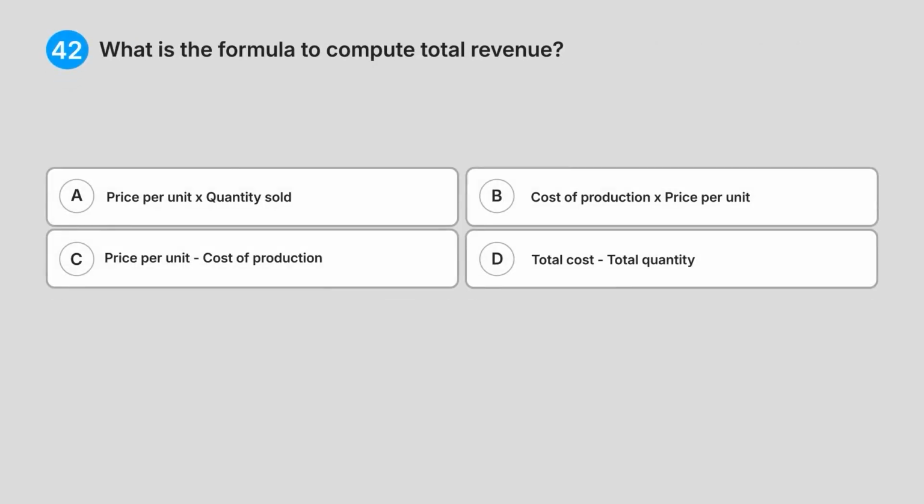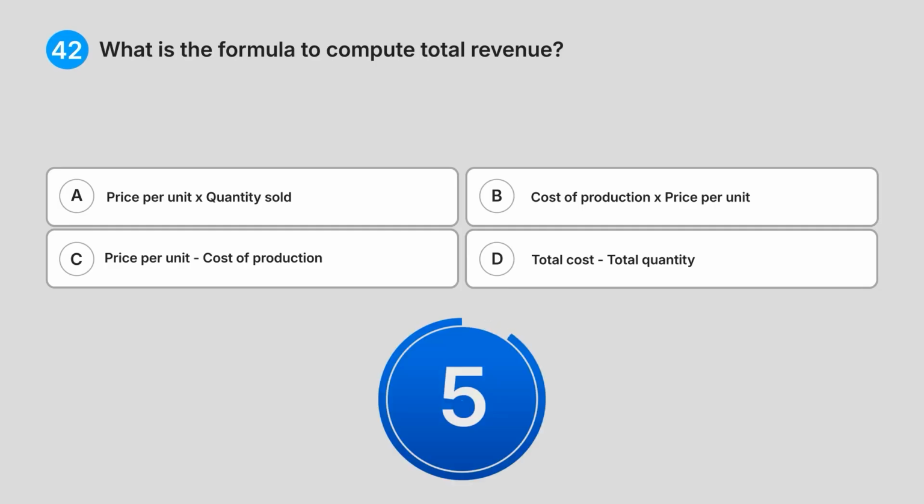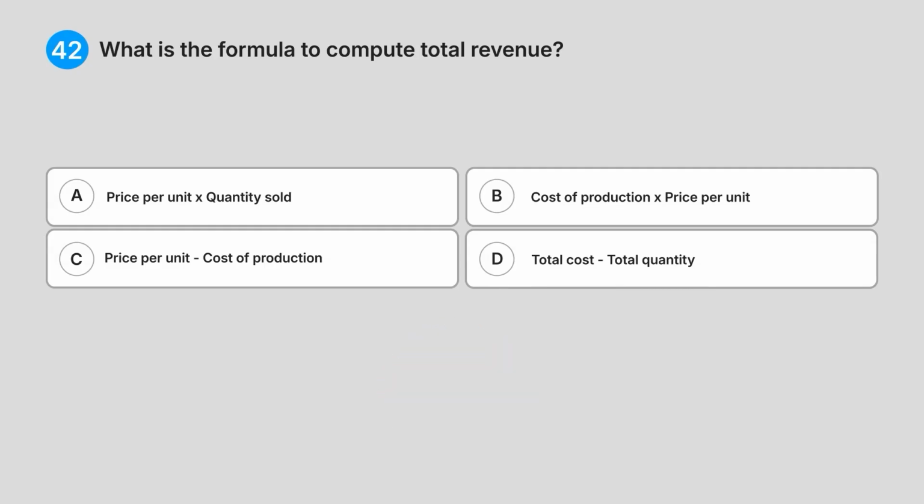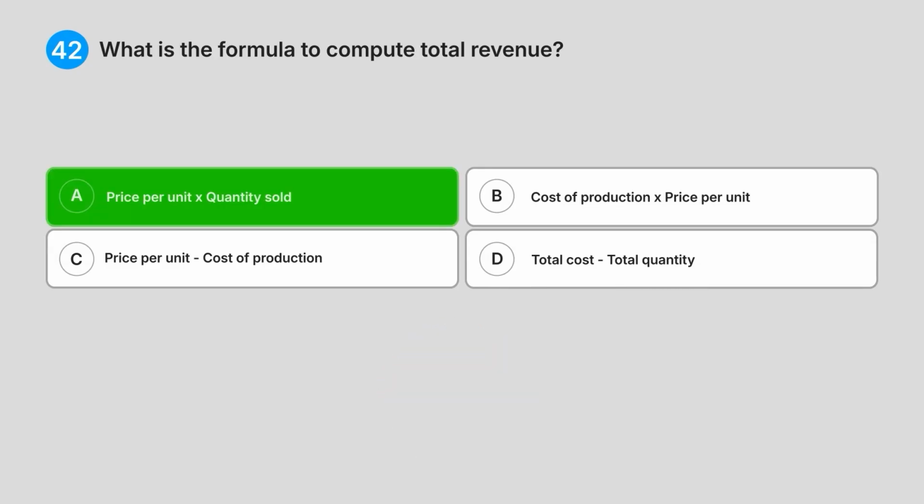42. What's the formula to compute total revenue? A. Price per unit times quantity sold. B. Cost of production times price per unit. C. Price per unit times cost of production. D. Total cost times total quantity. Do you know the answer? Correct answer, A. Price per unit times quantity sold.